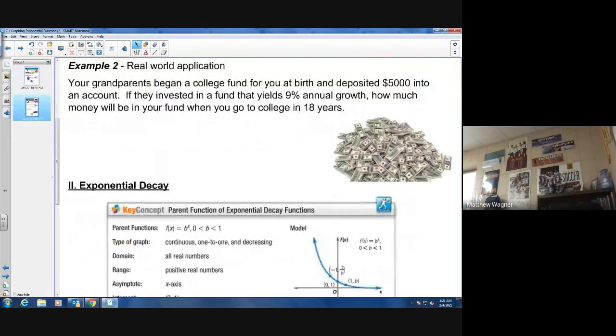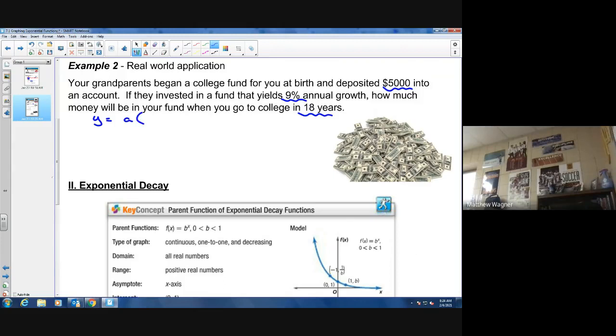All right. So kind of looking at an application here. Our grandparents are starting a college fund for you. Awesome. That sounds really nice of them. They're going to deposit $5,000 into an account for you to use post-secondary. If they invested in a fund that yields 9% average growth, how much money will be in your fund in 18 years? So there's some important numbers to keep in mind. We have our initial amount, 5,000, our rate of growth, and the time we're going to let it grow.